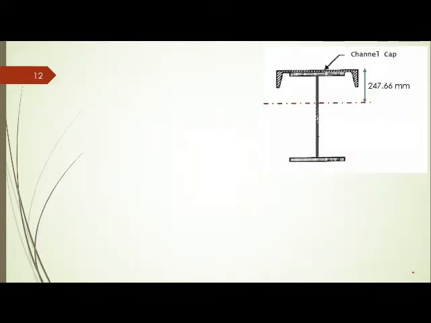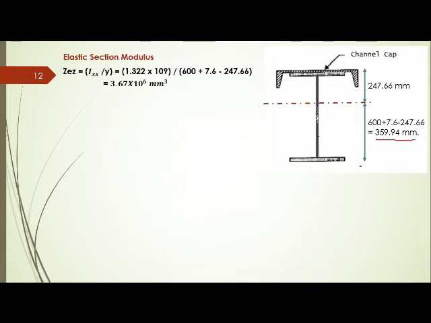Now we can see the CG is known to us. In the rest of the portion we have calculated the distance 359.94: 600 plus 7.6 gives the total, and I have subtracted the CG position to get this. Now we calculate the elastic section modulus Zez, which is Ixx by Ymax. Ymax is here 359.94, and we have calculated the elastic section modulus.